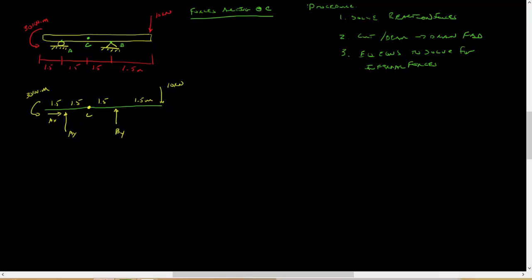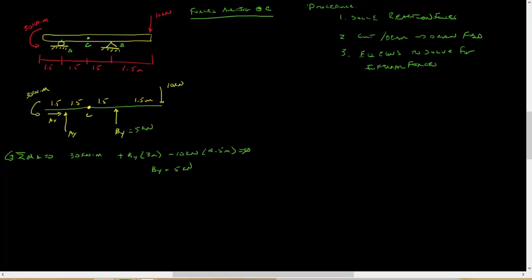Okay, so if I sum my moment about point A, I'm calling counterclockwise as positive. I can say that 30 kilonewton meters is positive plus BY times 3 meters minus 10 kilonewtons times 4.5 meters is all equal to 0. I get that BY is 5 kilonewtons.